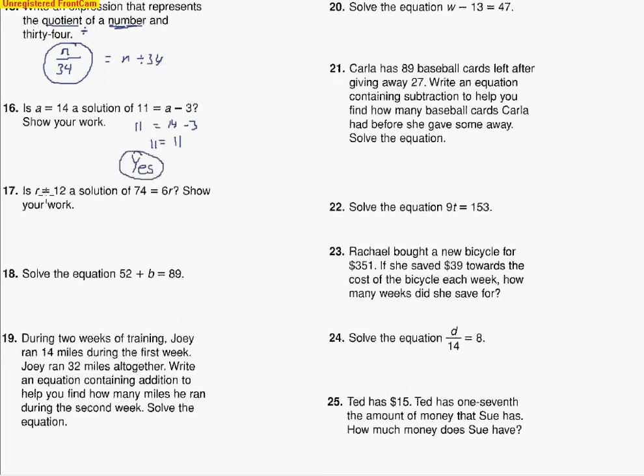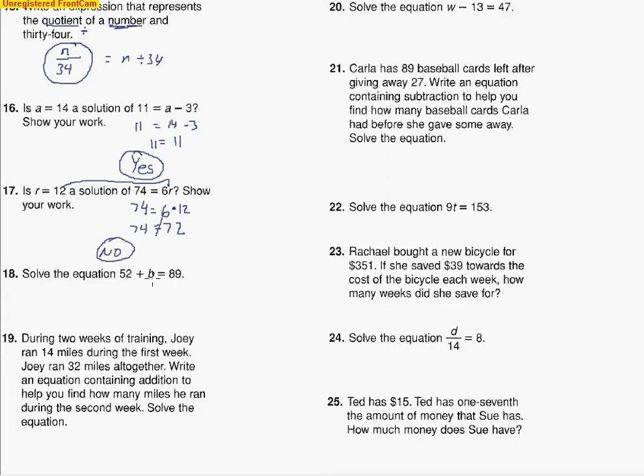Here they're saying, is r a solution of this? Well, let's go ahead and substitute it in. So we're just rewriting the 74 with the equal sign. The 6 right next to the r means to multiply, so we're multiplying by 12 because that's what we're saying r is, so we're substituting there. And when I multiply the 6 and the 12, I remember from way back when, I end up with 72 as an answer, and those are not equal, so no, that is not the solution.